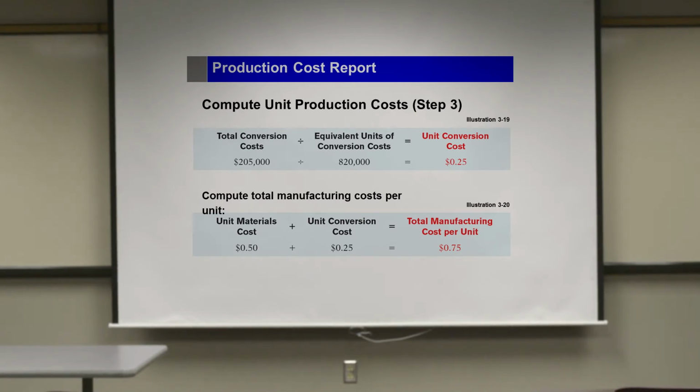So for direct material, we had a unit cost of 50 cents, and unit conversion cost is 25 cents. Once you have got those two numbers together, then the cost of manufacturing each unit is 75 cents, 50 cents for the unit material cost, and then 25 cents for the unit conversion cost. So once you add those together, you've got the total manufacturing cost at 75 cents.